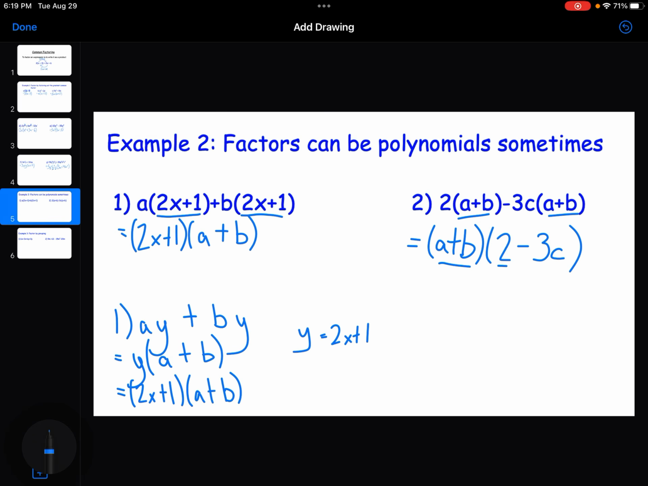ab times 2 will give me 2 times a plus b minus 3c times a plus b. And so now I know I'm correct. I've expanded that out just to show you that I was right in this case.